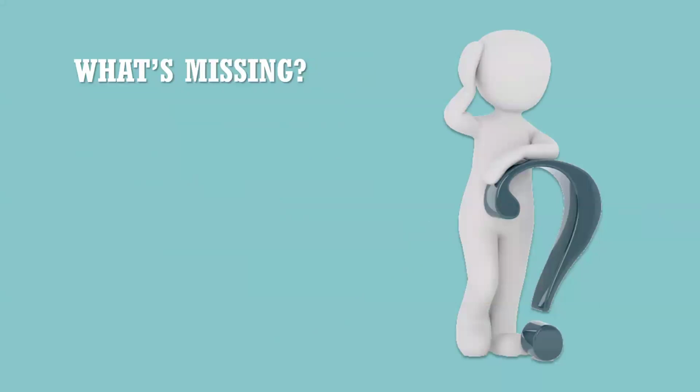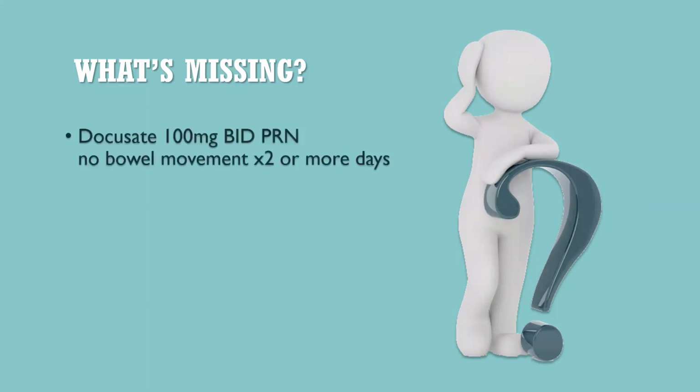So I have a little exercise for you, and you can unmute yourself for this exercise or type in the chat box. I am going to give a medication order, and I would like for you to mention what part of that order is missing. So this first order is for Docusate, 100 milligrams BID or twice a day as needed for no bowel movement times 2 days or more.